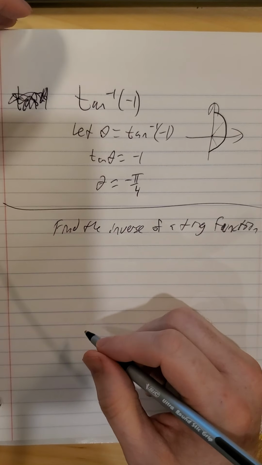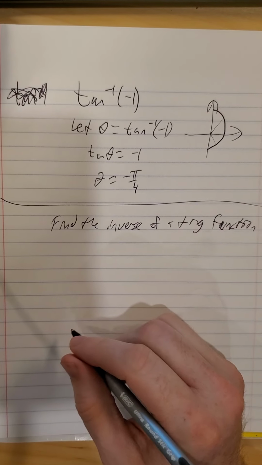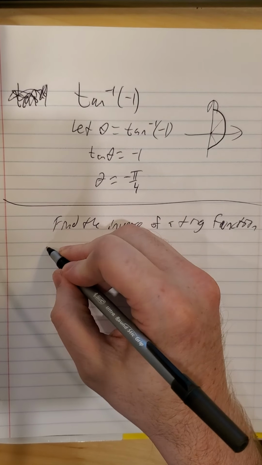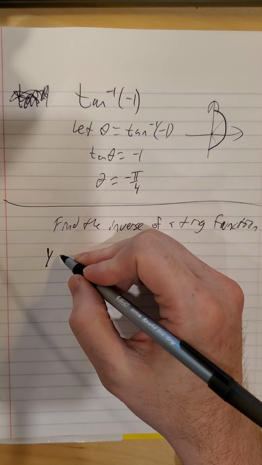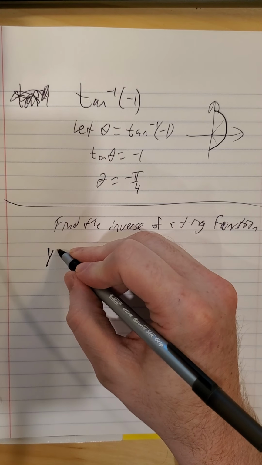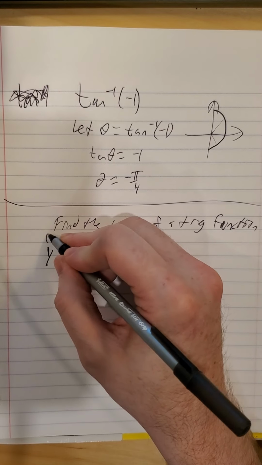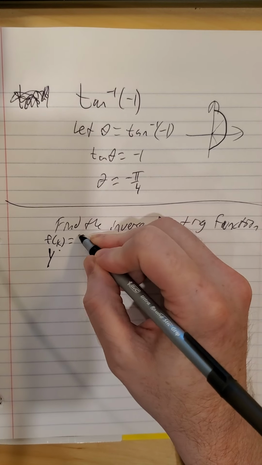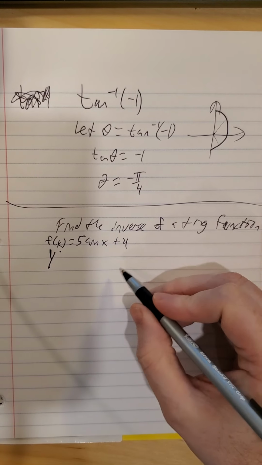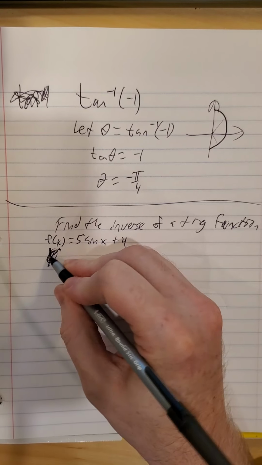The process is the same as your college algebra days. The only new thing is now we have these trig functions, sines and cosines and tangents to play with. So let's start with f of x is 5 sine x plus 4. Plus 4 is not in parentheses there.